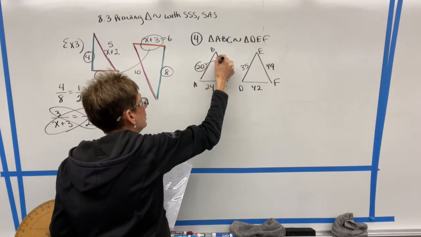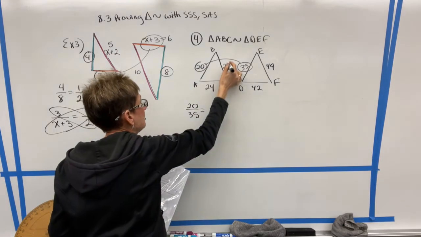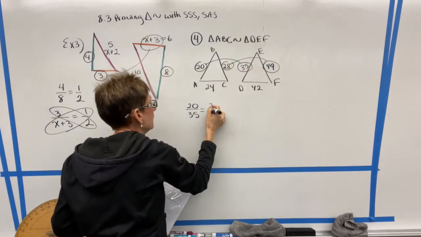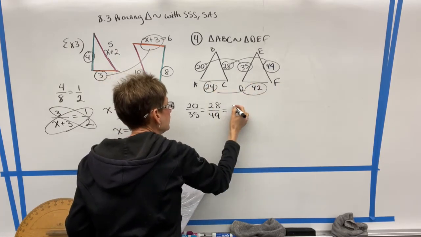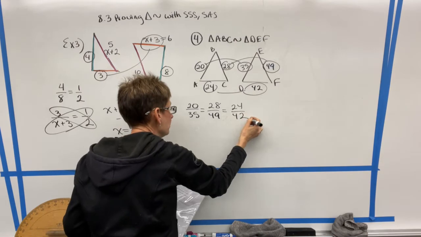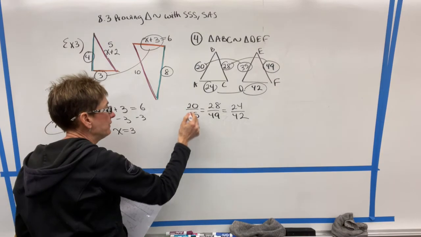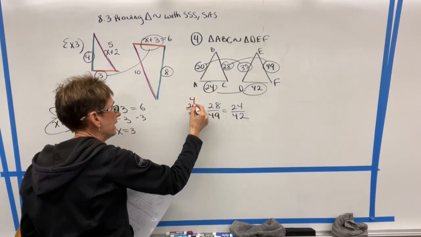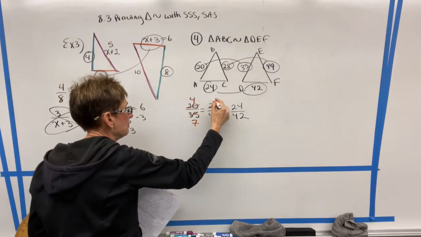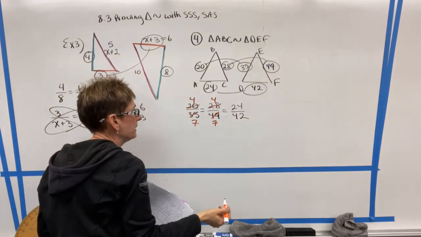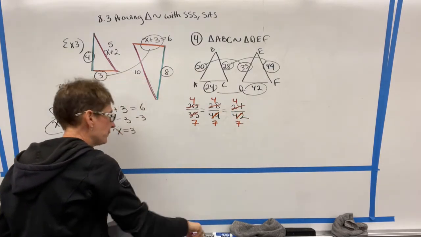So let's say we want to show that 20 divided by 35 is going to be the same thing as 28 divided by 49, and that is going to be the same thing as 24 divided by 42. Let's see if this works. If we look at the first fraction, 5 goes into both of those numbers, so dividing by 5 would give me 4 over 7. In this fraction, 7 goes into both, and that reduces to 4 over 7. And in this fraction, 6 goes into both, and that also reduces to 4 over 7.